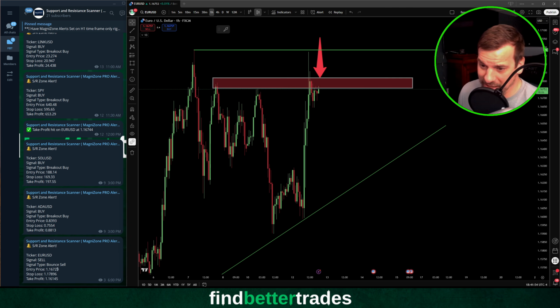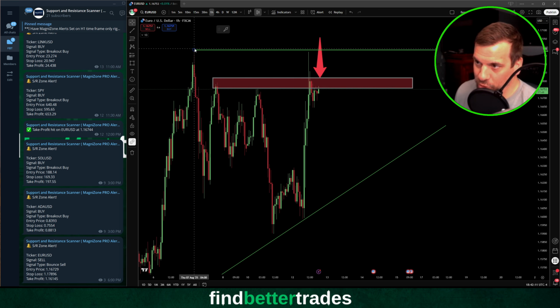This is a bounce sell. We actually got this about 41 minutes ago, actually not very long ago. So this was a bounce opportunity. I actually drew this here on the chart. This is the zone that it was looking at. This is the zone where it says, okay, this is a resistance zone.